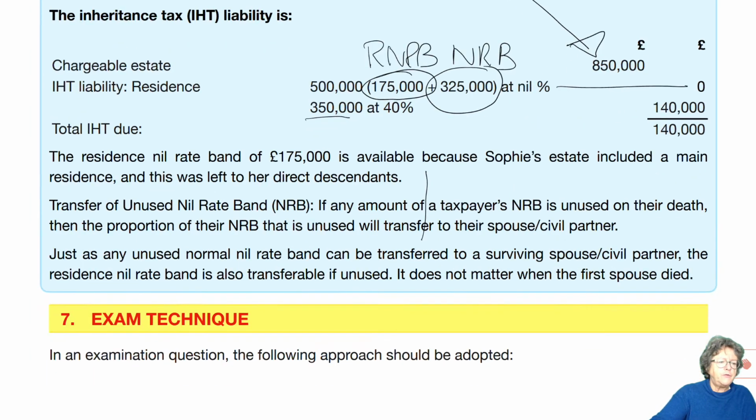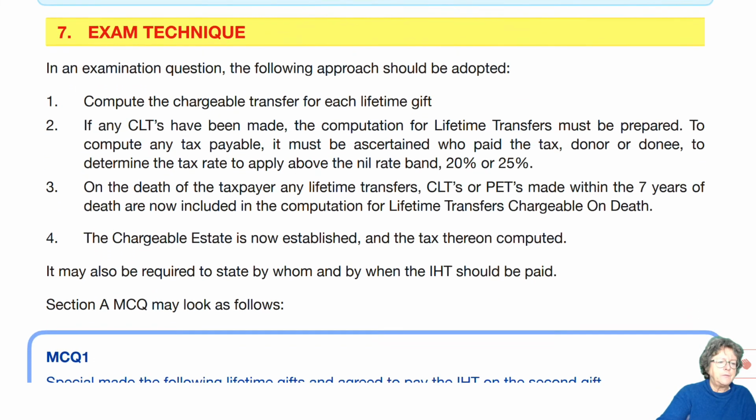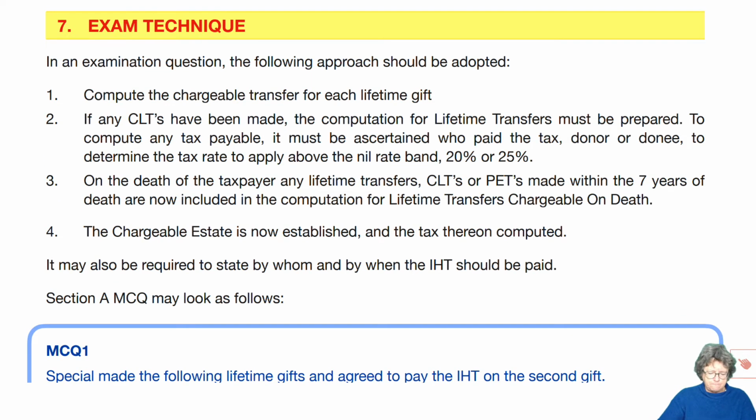So let's look at some exam technique, how this is going to work. In an exam question, and it's going to come up in an exam question, you will either have to do a big stage 1 with little 2, or a little 1 with big 2, or 3 with a little 1 and 2. But you will have to at some point do 1 and 2 and 3 in some form or another. You need to work out the chargeable transfer of each lifetime gift. Never lump them all together. They must be dealt with separately.